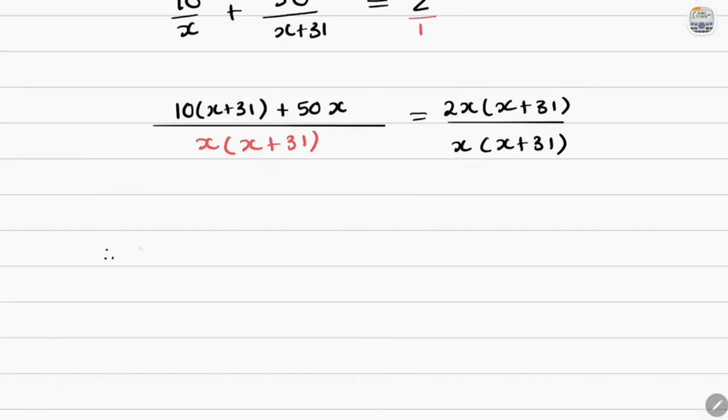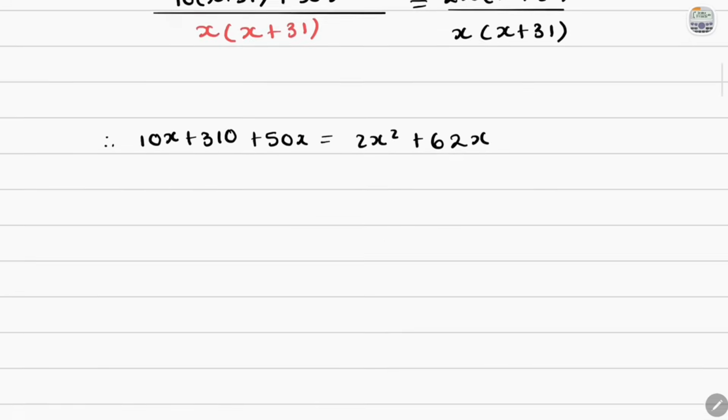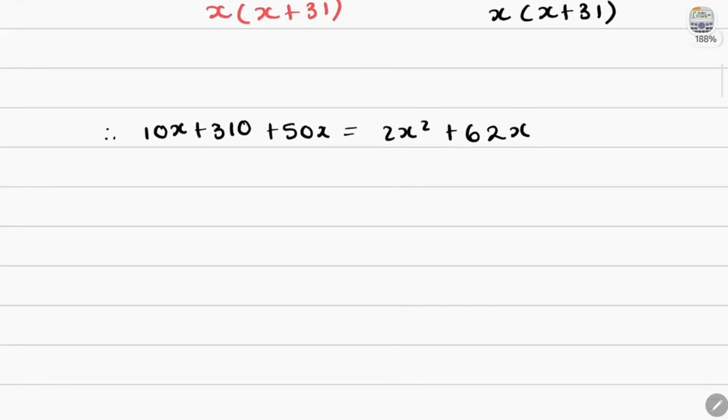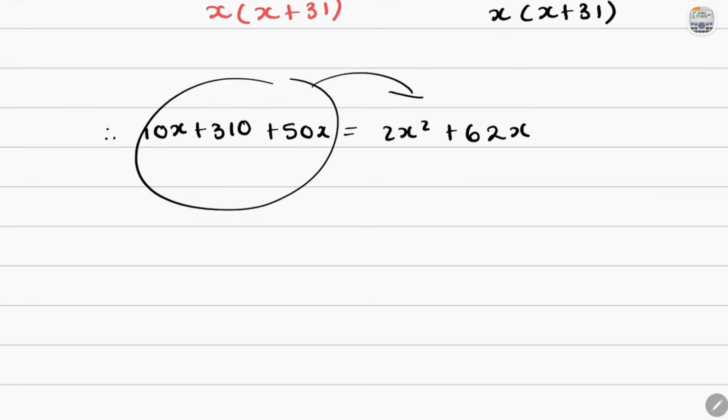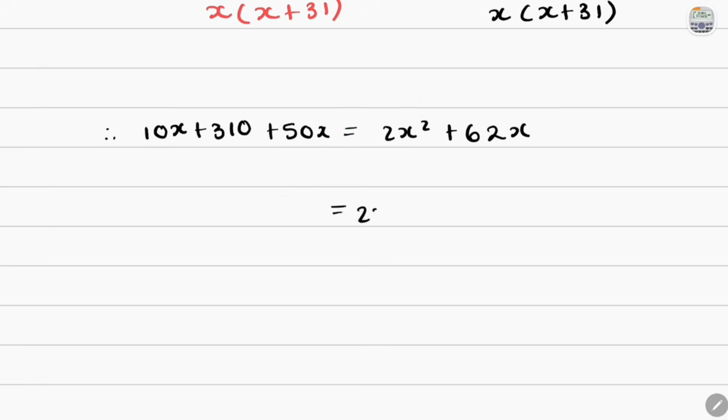And now I'm just going to distribute here. So this is 10x and then plus 310 and then plus 50x is equal to, and that distributes and becomes 2x squared, and then positive 62x. Okay, so let's just transpose what needs to go over. We can take everything over to the side. So we still have 2x squared here, positive 62x, but then these two are like terms, so they become 60x, okay, and come over and become negative 60x, and then there's 310, so negative 310 equals 0.